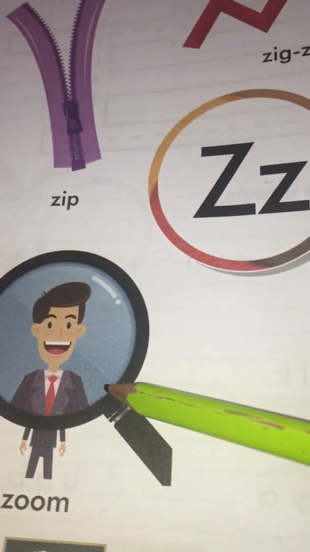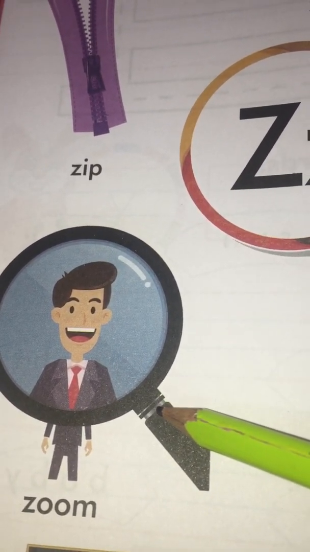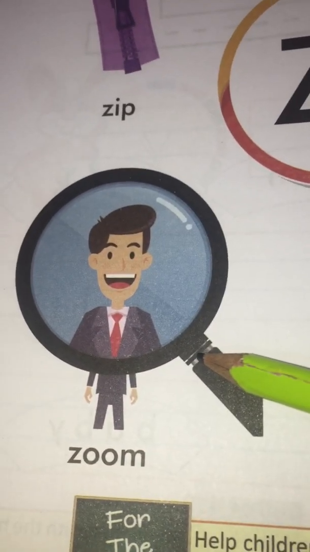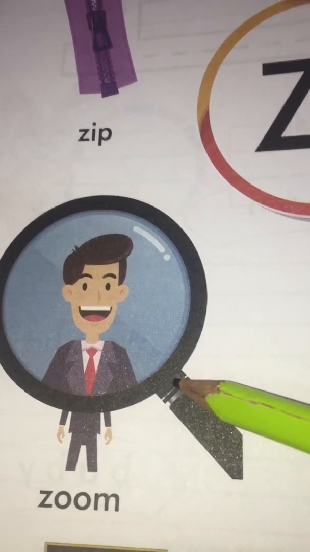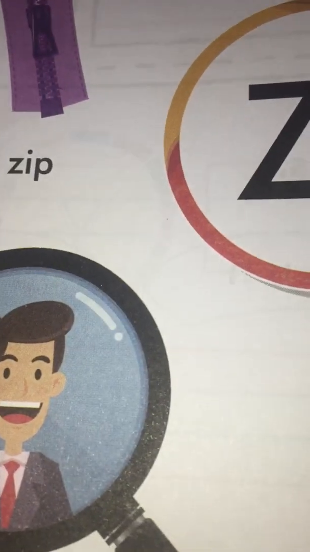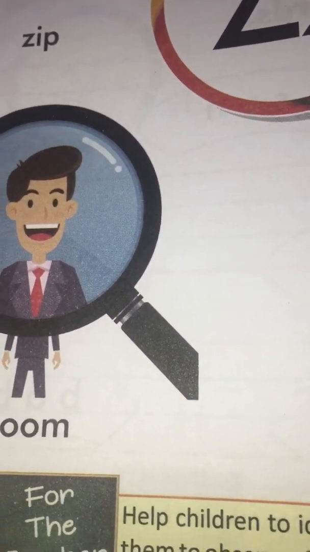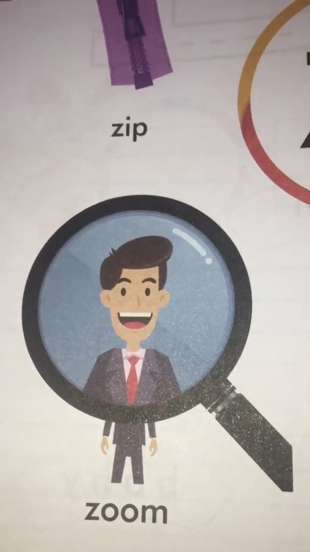Now look at here. Which picture is this? It is a device by which we can zoom. Okay? What we can do with this one? We can zoom. If I am not able to see any picture, any number nicely, if I am not able to see something clearly, then we zoom it. Now I'll show you how to do.